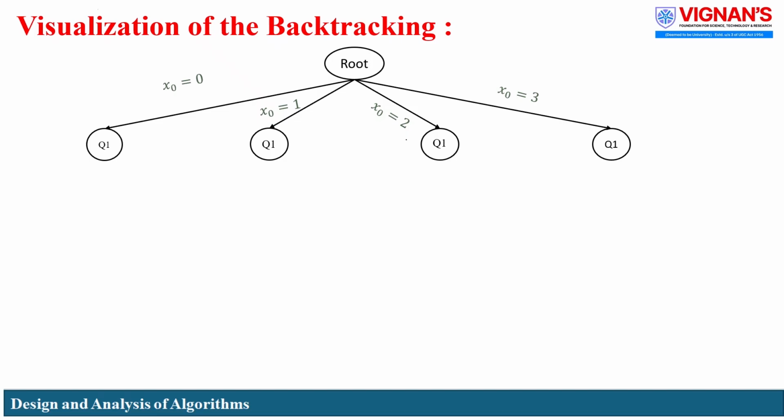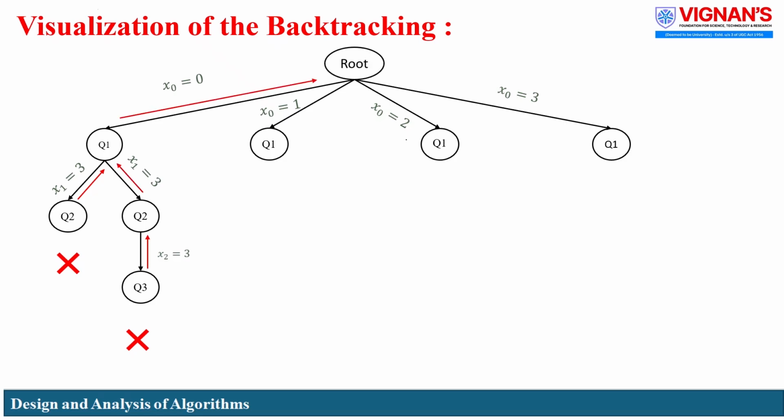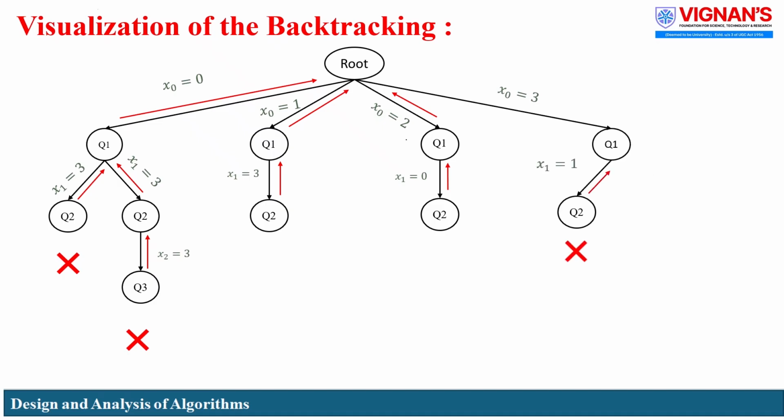Under x equals 0, all possible positions for Q2 lead to conflicts, so this node does not expand further and the algorithm backtracks. Under x equals 1, Q2 is placed in column 3, forming a valid partial configuration. Under x equals 2, Q2 is placed in column 0, which is also a valid placement. Under x equals 3, attempts to place Q2 result in conflicts, so this branch is terminated.